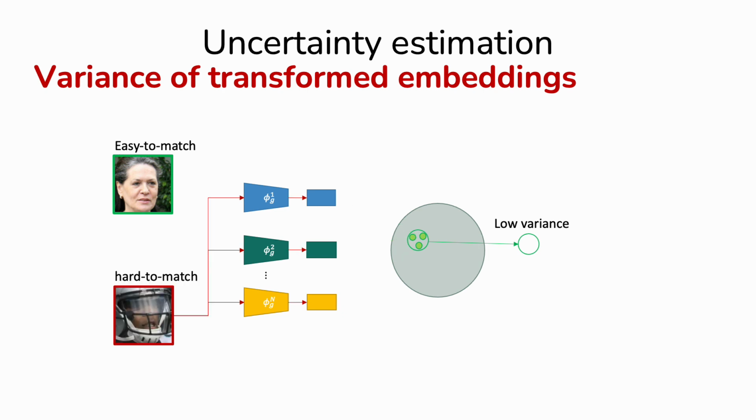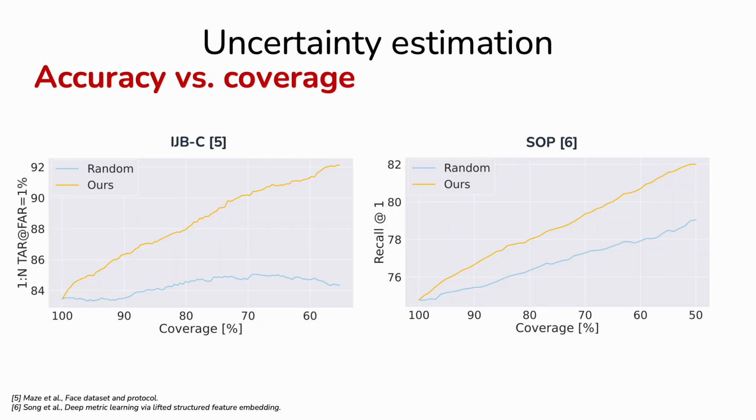On the other hand, if the models do not agree on the place of the image in the embedding space, the variance will be high, suggesting that the image is hard to match. We show the accuracy increase gained by filtering out gallery images for both the IJBC and the SOP dataset. As we decrease the threshold for acceptable variance, more images are rejected and the overall accuracy is increased.